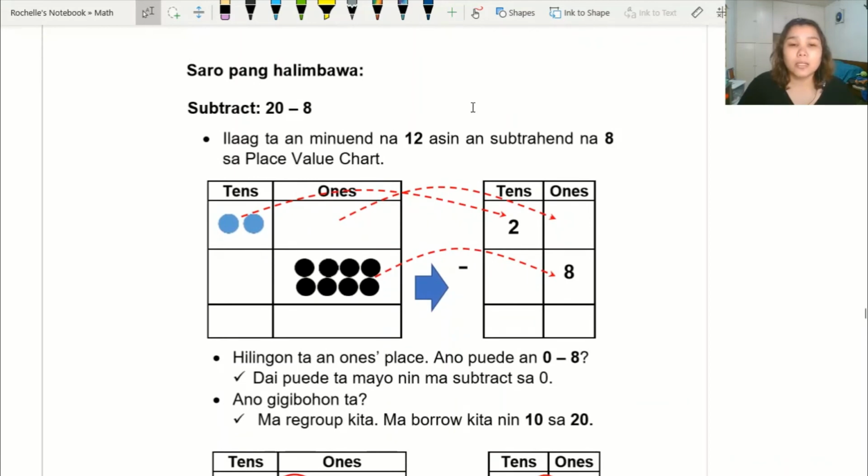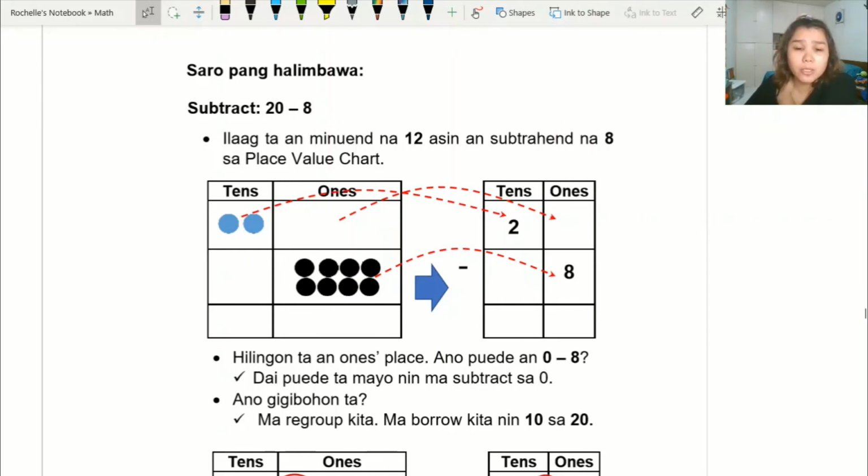So, another example, we have 20 minus 8. So, 20, using the blue chips, we have 2 tens. Tapos, wala for ones, kasi 0 ones siya sa 20. And then taken away or the subtrahend will be 8.